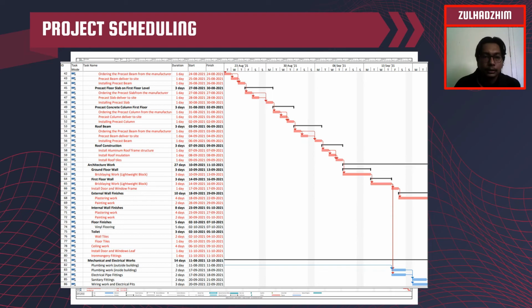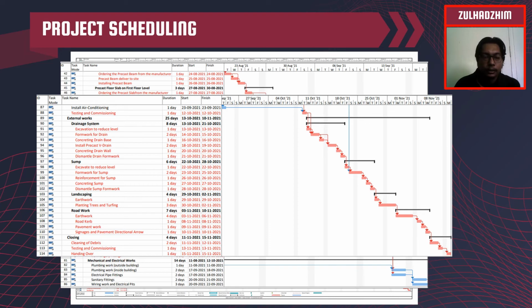work such as ground floor wall, first floor wall, external wall finishes, internal wall finishes, roof finishes, toilet, then continue with mechanical and electrical work. Then for external work such as drainage system, sump, landscaping, road work, and closing.